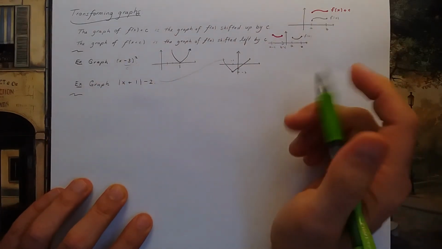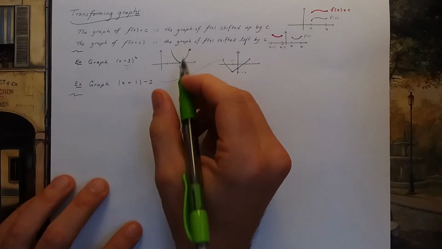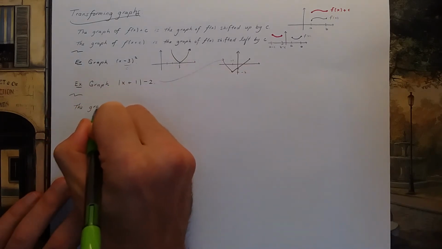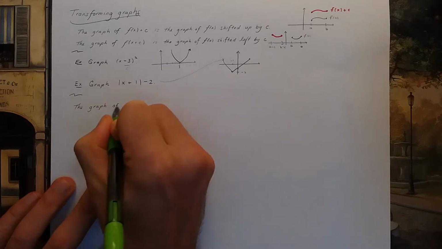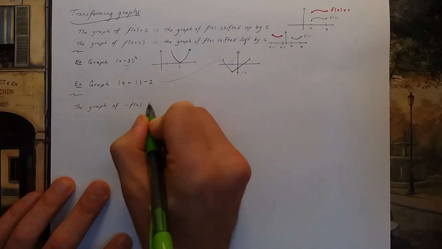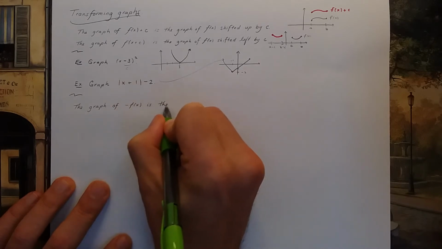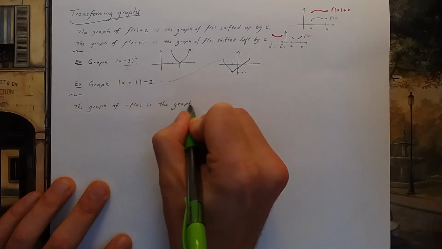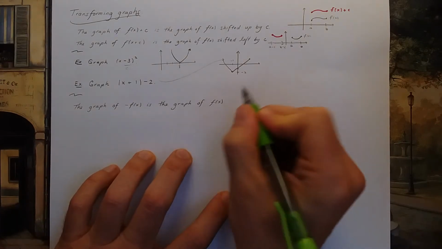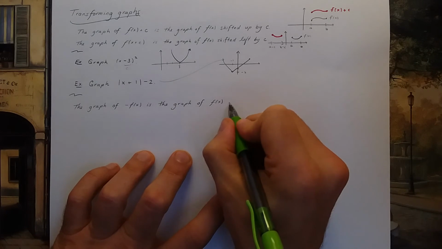There are other ways to transform graphs. In particular, the graph of negative f of x is the graph of f of x reflected about the x-axis.